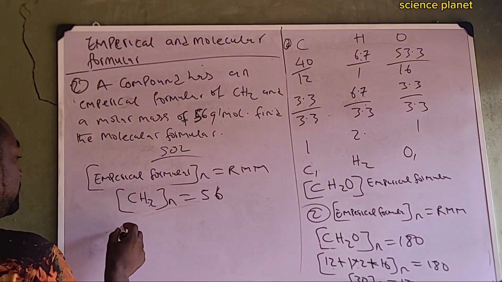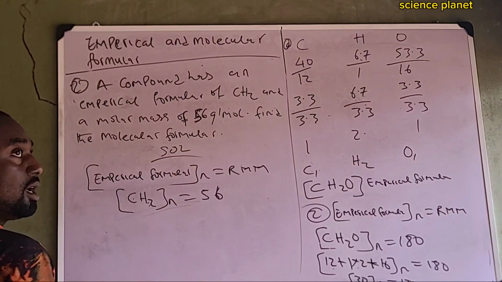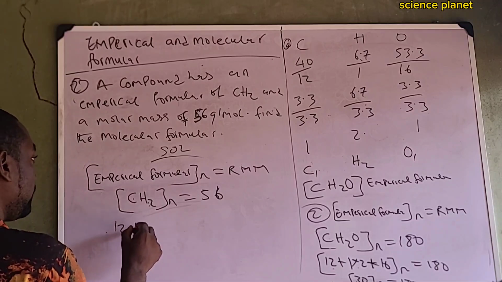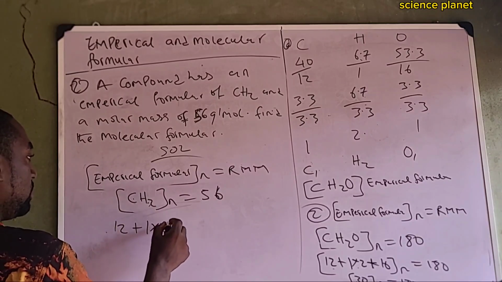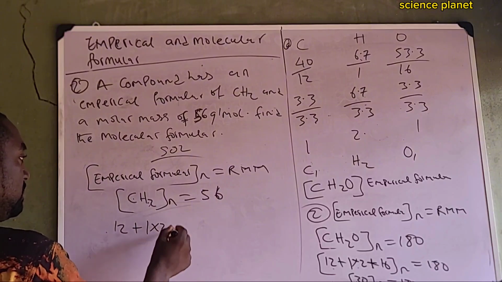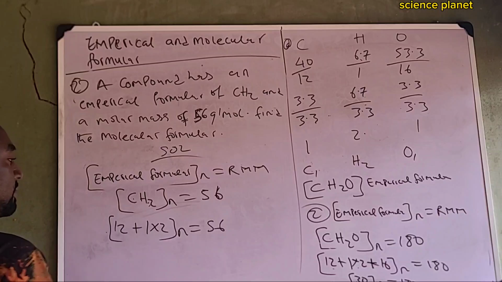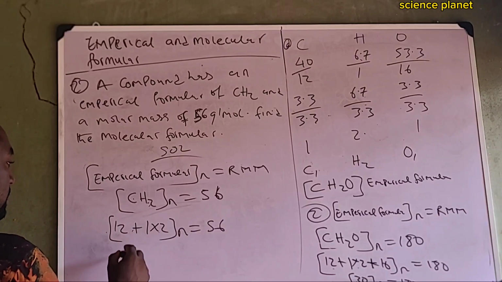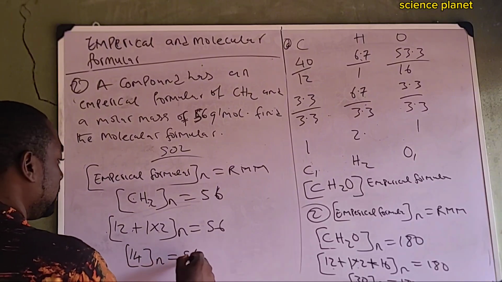So what go happen here is that the mass of carbon is 12, plus the mass of hydrogen, which is 1. The 2 in front of hydrogen means times 2. So e don be bracket n equals 56. So 12 plus 2, because 1 times 2 is 2. So 12 plus 2 will give 14. We have 14 bracket n equals 56.